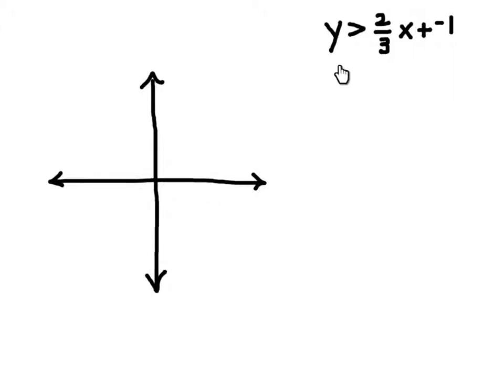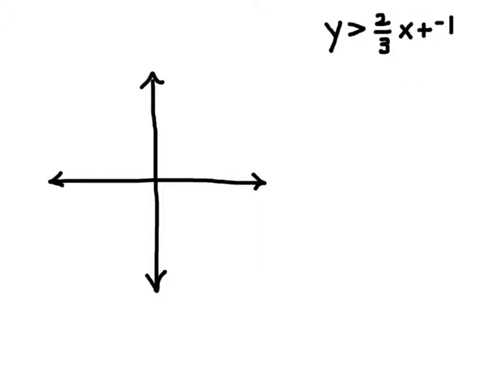Here we have another inequality. y is greater than 2/3 x plus a negative 1. Notice that this one is greater than. There is no equal sign. So when we decide what this boundary line looks like, we're going to have to dash the boundary line to indicate that no point on this line will actually satisfy this inequality. It's only satisfied when y is greater than this line.